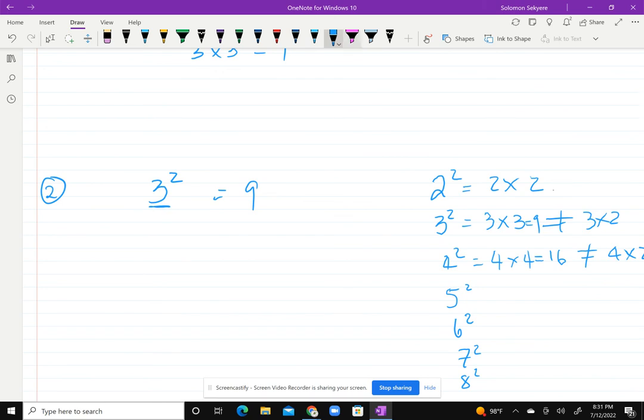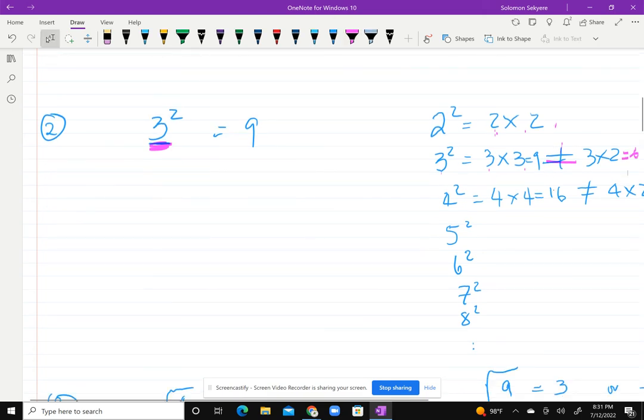Okay, what is this here? If you're in a lower grade, you probably have never seen this. We call this 3 squared. For example, when you write 2 squared, it's a number multiplied by itself: 2 times 2. So when you write 3 squared, it's 3 times 3. This is not the same as 3 times 2, because this is 6, this is 9.